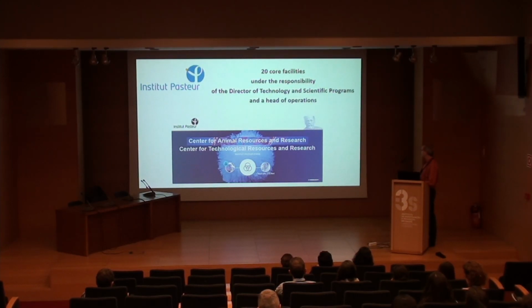The core facilities are distributed in 2 centers. There used to be only one, but then they were separated because there was a recognition that animal resources have constraints that are relatively specific compared to other kinds of technological resources. And so at the moment we have 2 centers, one for animal resources and one for technological resources. And I would like to insist that it's important in the terminology, it's Center for Resources and Research, meaning methodological and technological research.